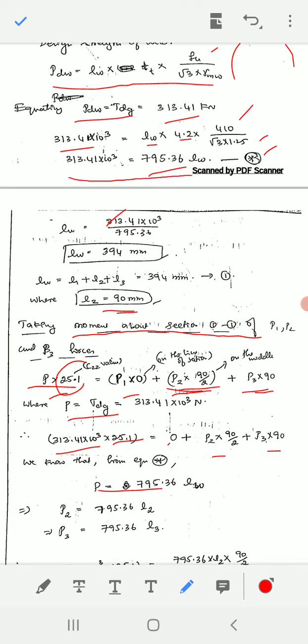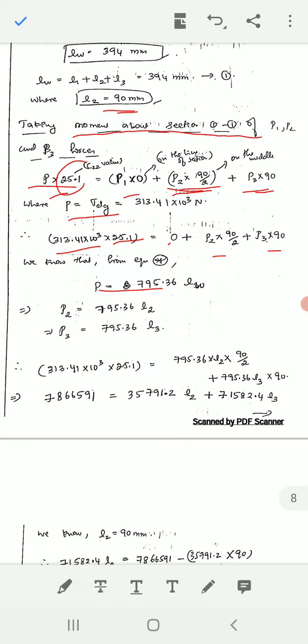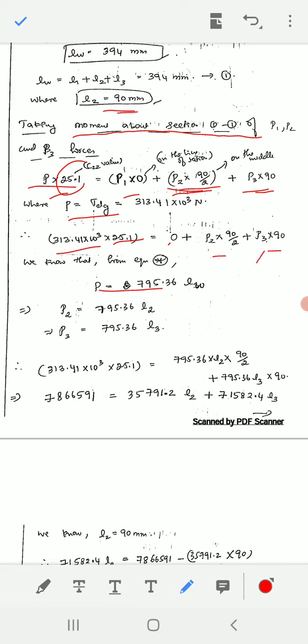This equation is written again here, that is P is equal to 795.36 LW, and that is why we want to find out P2 and P3. Wherever P2 comes, here L2, and where P3 comes, L3. This equation you have to modify. Then you have to substitute in this equation: 313.41 into 10 raised to 3 into 25.1 is equal to this. Wherever P2 comes, substitute 795.36 L2 into 90 by 2, and P3 is 795.36 L3 into 90.